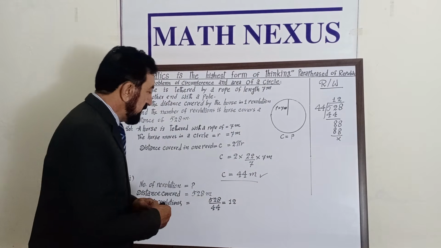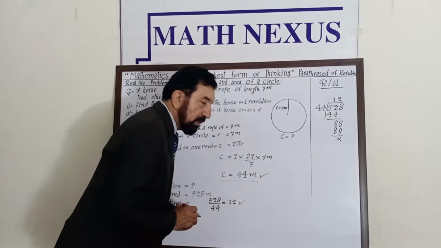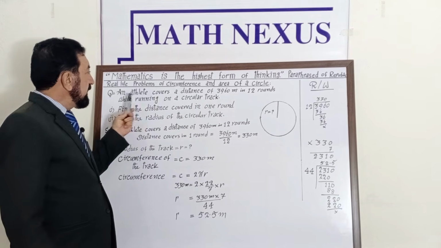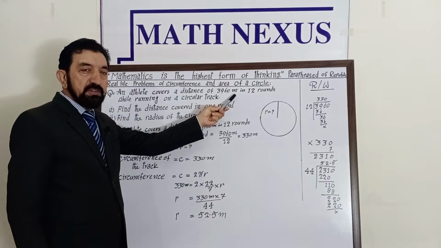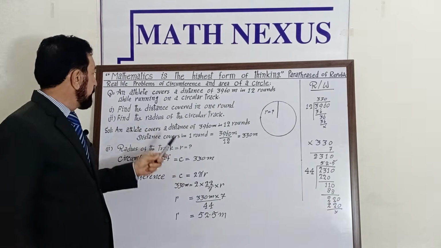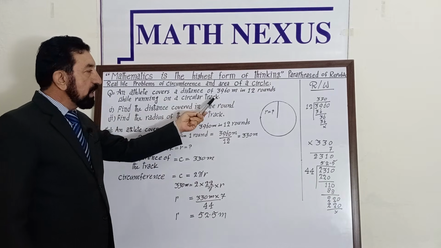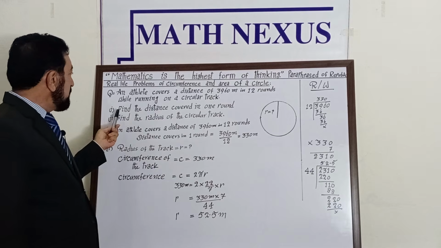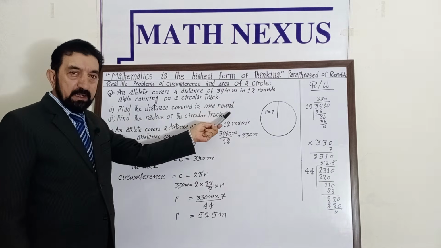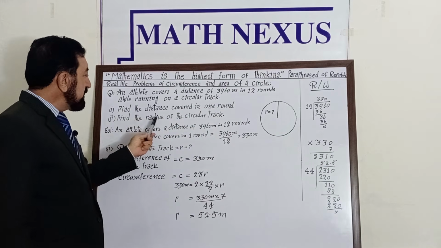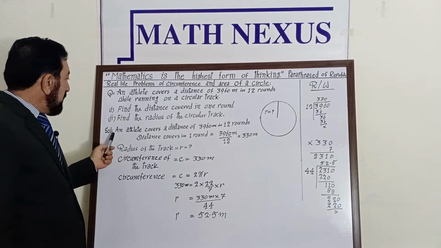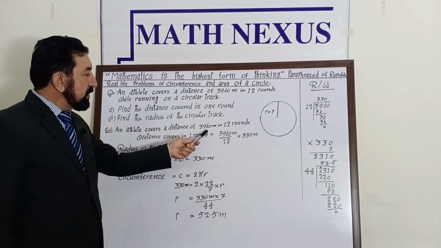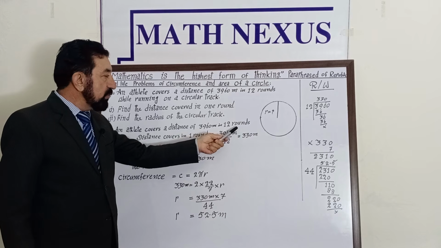It means that the horse covers 12 revolutions. Look at the question: an athlete covers a distance of 3,960 meter in 12 rounds while running on a circular track. First, find the distance covered in one round. Second, find the radius of the circular track. Now, an athlete covers a distance of 3,960 meter in 12 rounds.